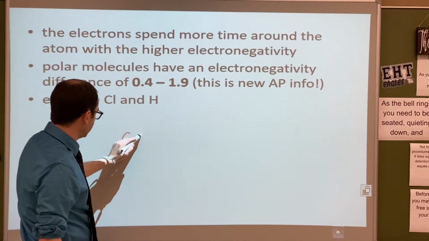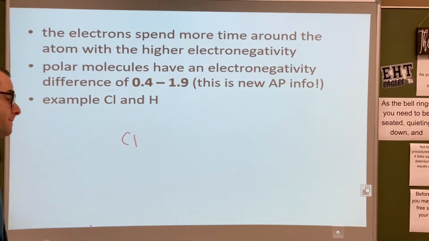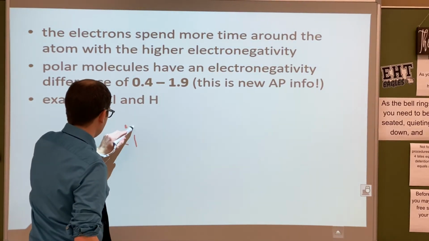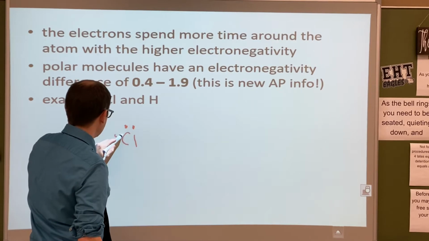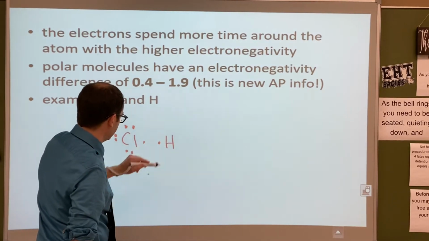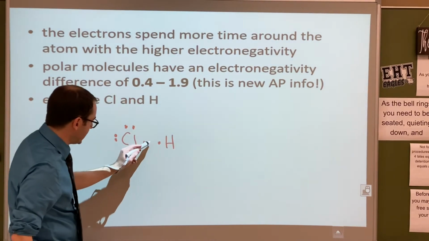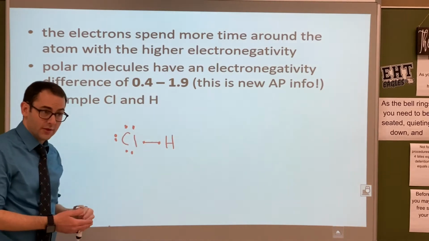So chlorine, how many valence electrons does chlorine have? 7. And then how many does hydrogen have? All right, we're going to bond these together. So we're going to have chlorine with its 7, 1 dot here, hydrogen with its 1 dot there. We're going to bond them together.